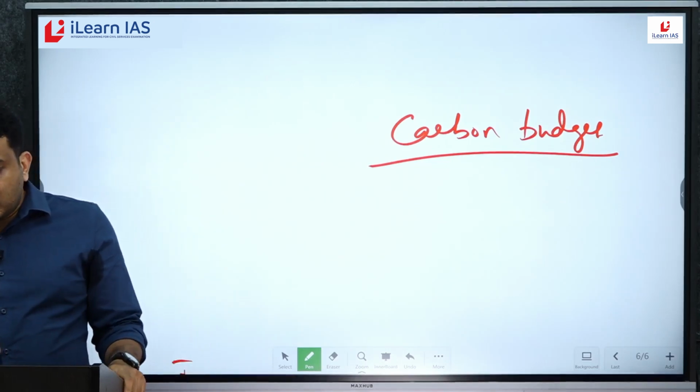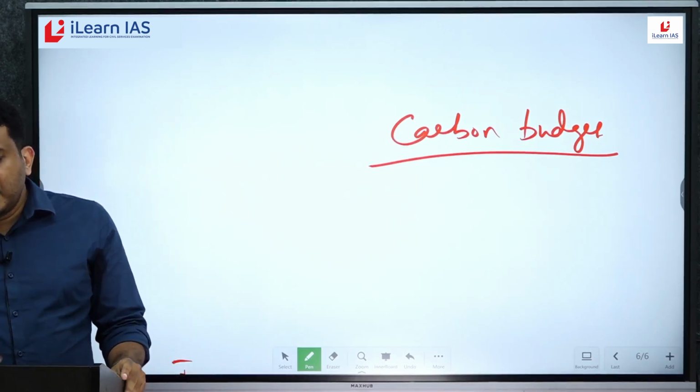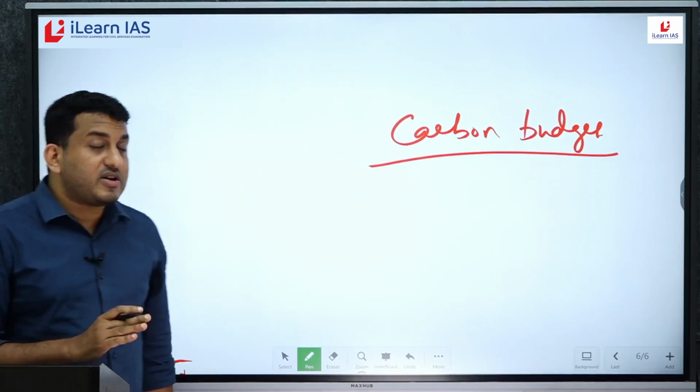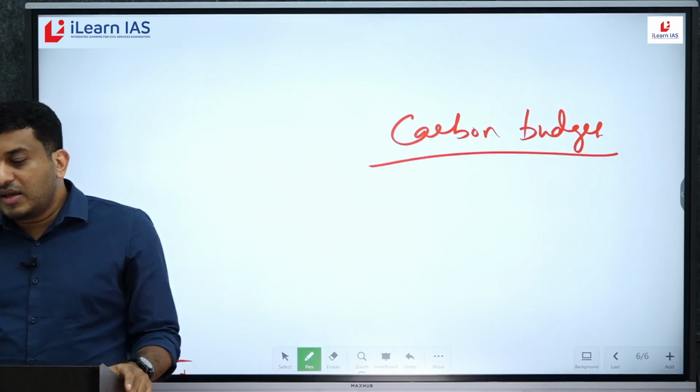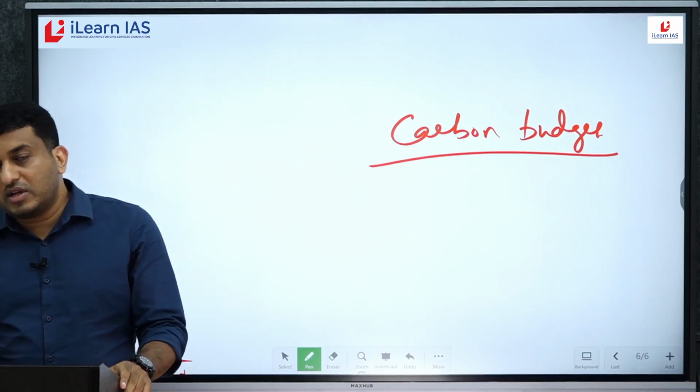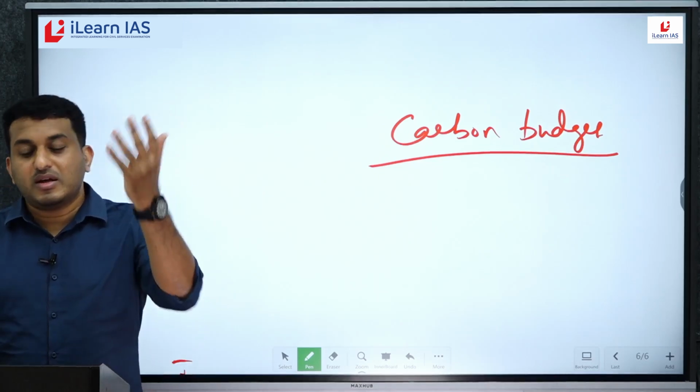So overall, sea level rise will increase due to melting of ice. It can also be due to thermal expansion, which means water molecules expand. There will be an increase in mean sea level.